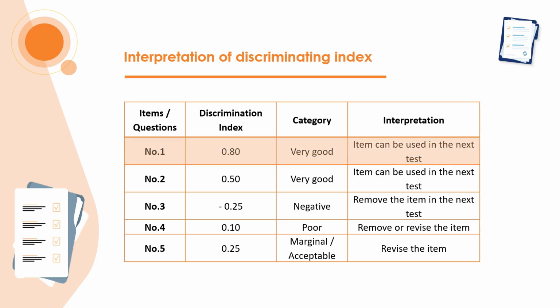If we go back to our previous test results, item number 1 is a very good item. It has a discrimination index of 0.80, so it can be used in the next test. Item number 2 is also a very good item, so it can be used in the next test. Item number 3, however, has a negative discrimination index of minus 0.25, so we should remove the item in the next test. Item number 4 has a poor discrimination index of 0.1, so we should remove or revise the item. Item number 5 has a marginal or acceptable discrimination index, so we can use the item in the next test. However, some necessary revision needs to be done.